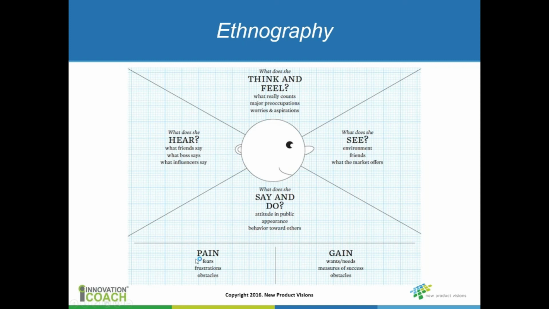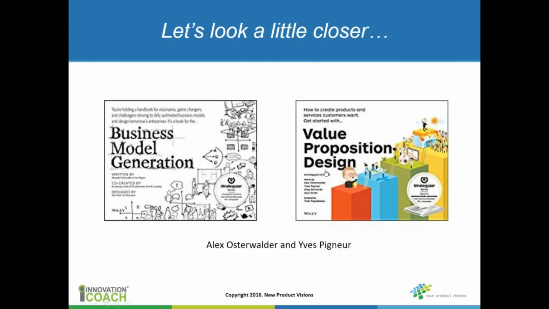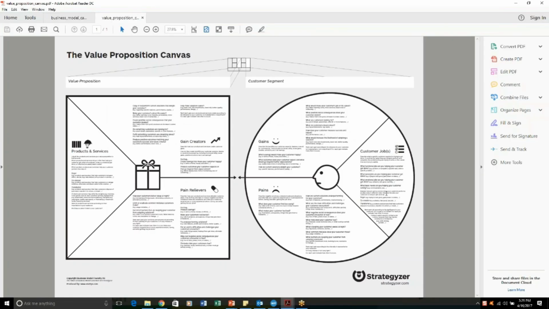What are their pains? What do they fear? What are their frustrations? What obstacles do they have? And what do they gain? What are their wants and needs? How do they measure success? So this is really the heart of thinking about your customers, and it goes to the heart of this value proposition canvas and thinking through the things that we just talked about here.